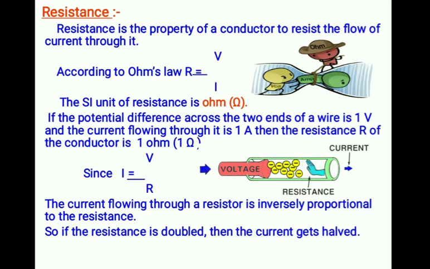Then I is equal to V by R, which we have written using Ohm's law. So the current is inversely proportional to the resistance. An inverse relation means that when the resistance increases, the current decreases. So I is equal to V by R. If the resistance is doubled, then the current gets halved.